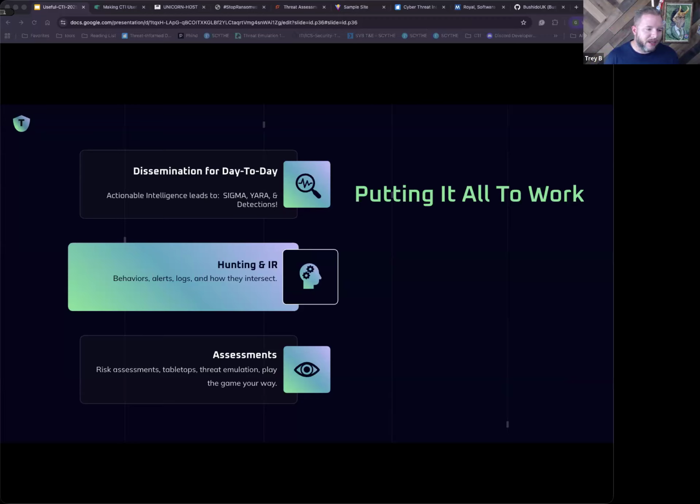You'll see it used a lot in hunting and IR. This should support being able to hunt your logs, looking at your alerts, understanding the behaviors you're seeing and how everything intersects, and seeing the bigger picture, right? Not just each individual log or event in a vacuum, but the whole kill chain. We can also use this information to support that whole purple team holistic perspective, doing things like running tabletop exercises, threat emulation, and risk assessments. A lot of this data is really useful from this perspective.